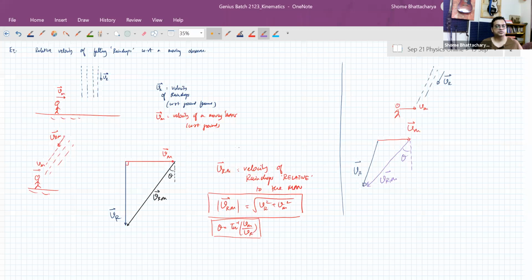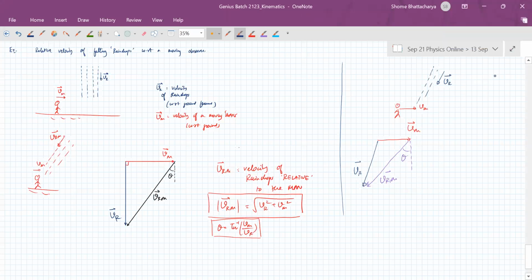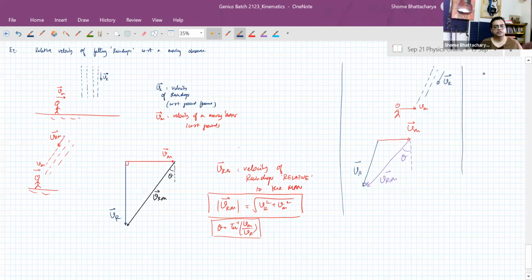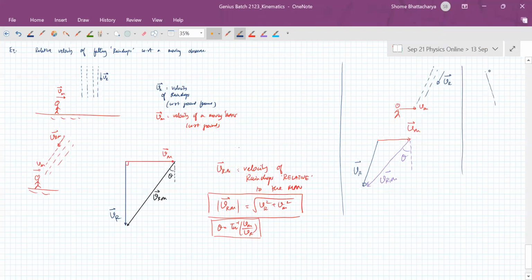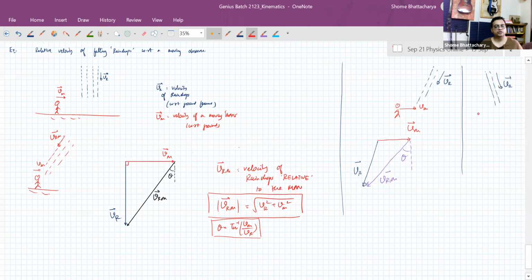Now suppose the rain was slanted like this, and the person was moving in such a way that is along the slant. Then in that case, the rain would appear to be less slanted. It might even appear to be vertical in a special case. So all these different cases are possible, and we'll discuss numerical examples, but it's all about vector algebra.